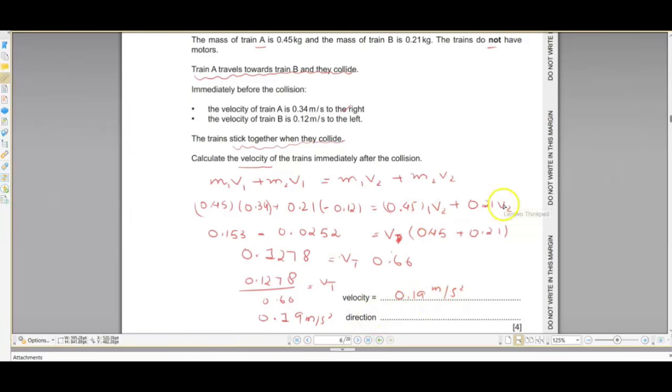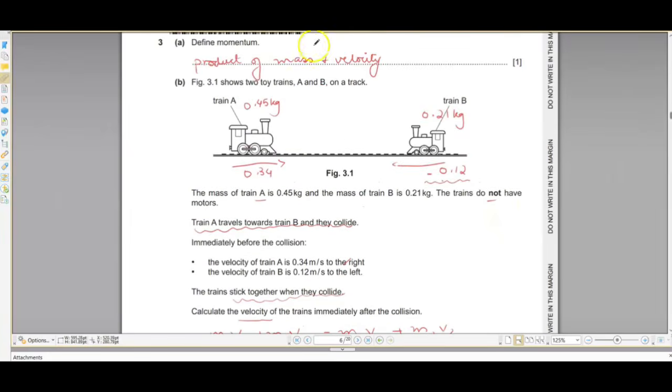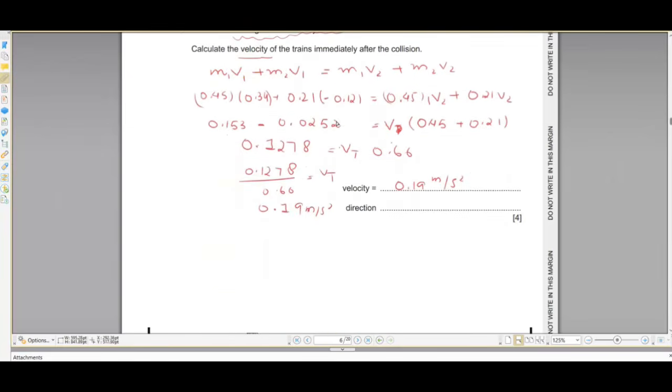And the direction, as you can see, this train was heavier than this train, and when they collide, this train is going to take it with it, because it was the heavier one. So the direction is going to be towards the right. That is how we take out the direction over here.